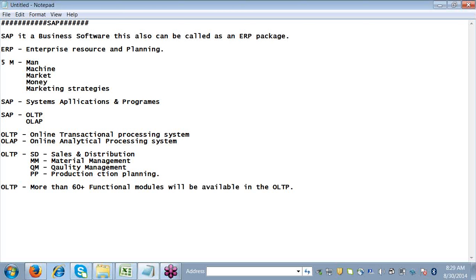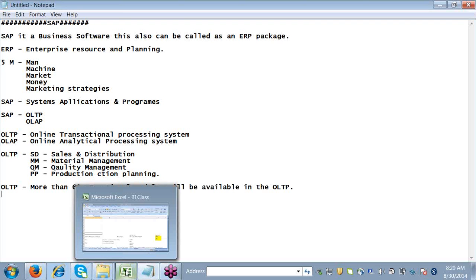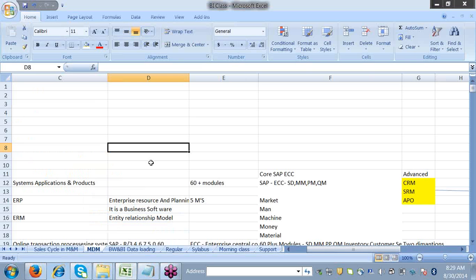Let us see one sales cycle, how it goes in the ERP system. First of all, I would like to show you one sales procedure. Let's say one customer wants to purchase a vehicle. He searches for a showroom, goes to the specific dealer showroom and inquires about the product, and if he is satisfied, he places the sales order.